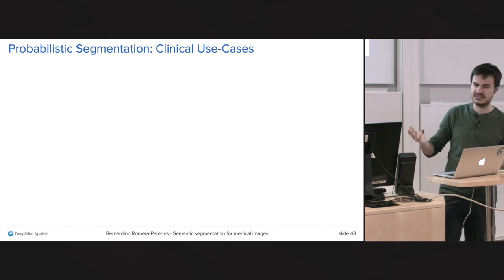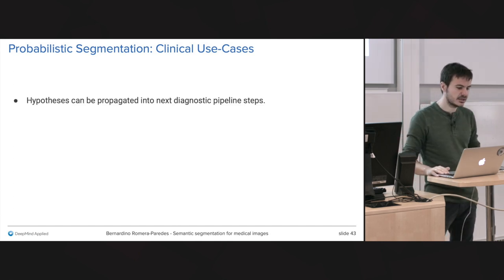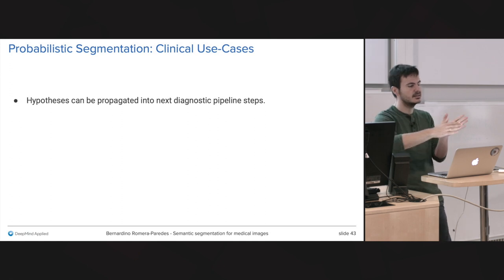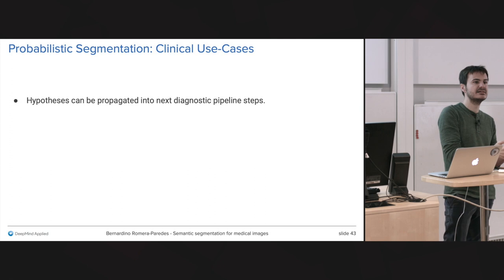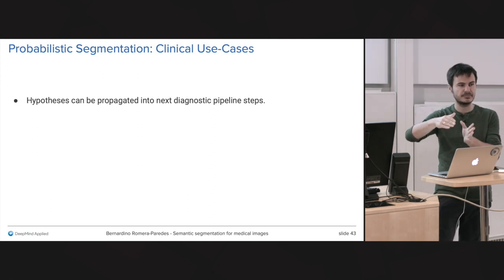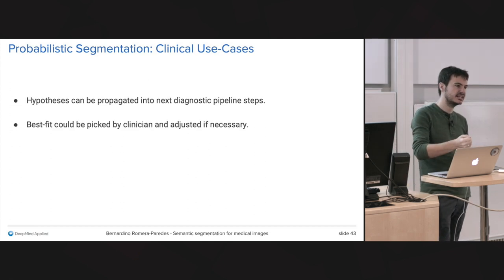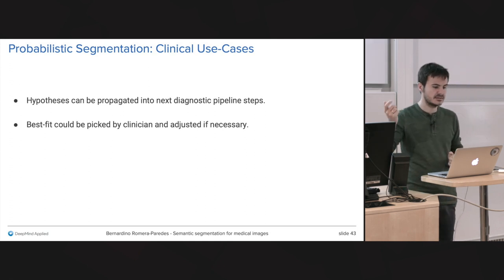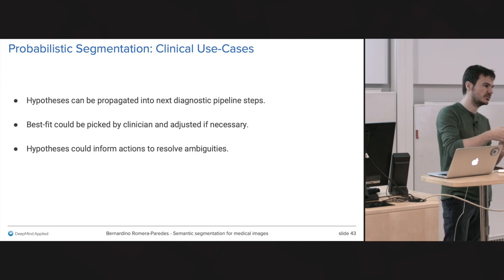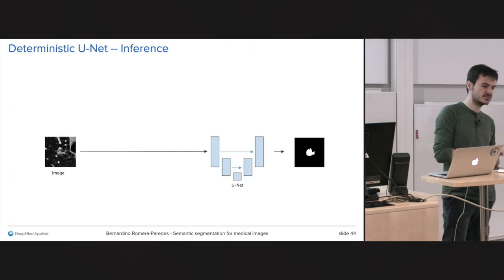So why is this useful in the first place? Why do we want to model this uncertainty? There are several use cases, but one is that having several hypotheses for the same input is useful because it could be propagated to the next steps in the pipeline. And these steps could be doctors themselves or other models. Like for example, in the previous project, we had the second stage, so you can propagate different hypotheses to the second stage and have different predictions. Also, it could be useful for those cases in which the clinician has to modify segmentations, so they can just pick the best hypothesis and adjust if necessary. But more generally, having several hypotheses can guide the way we resolve ambiguities by requesting specific data to resolve them.